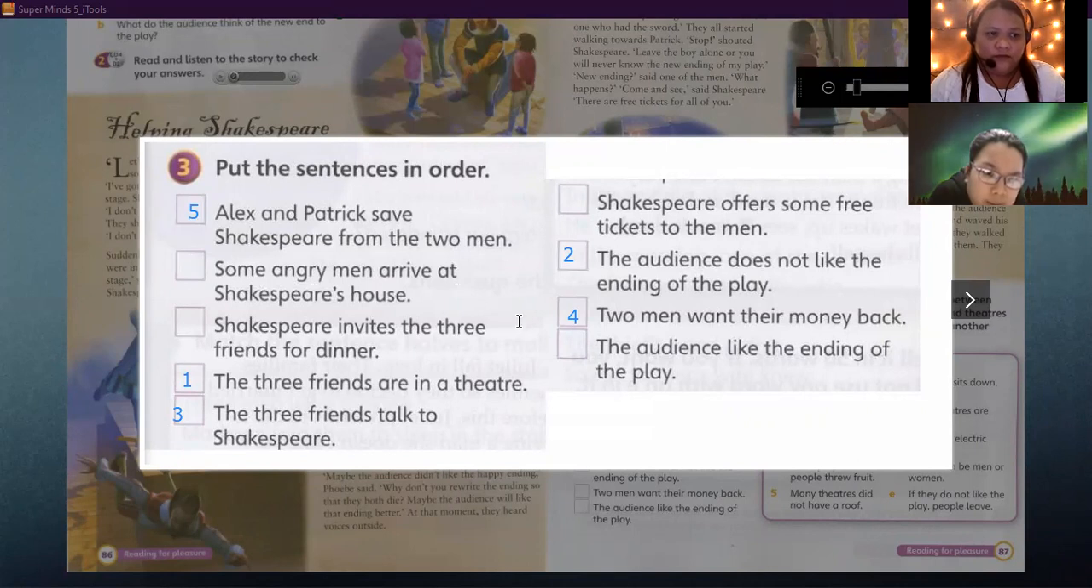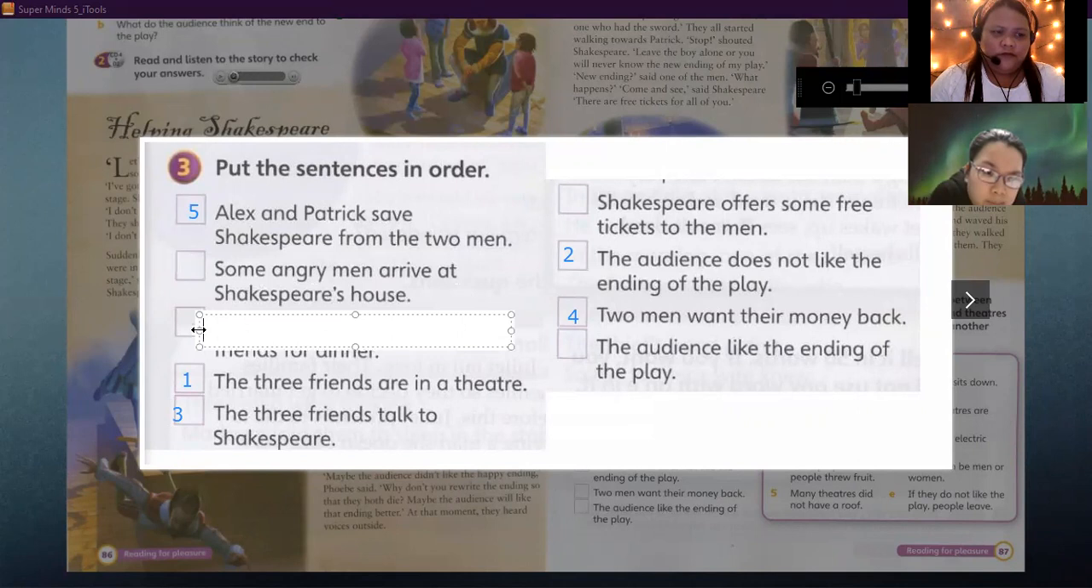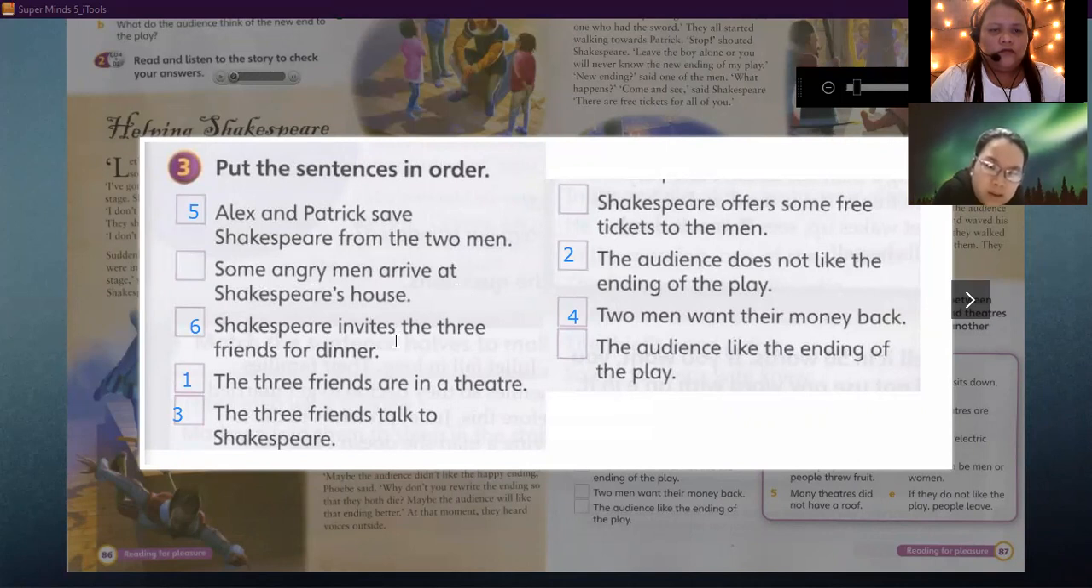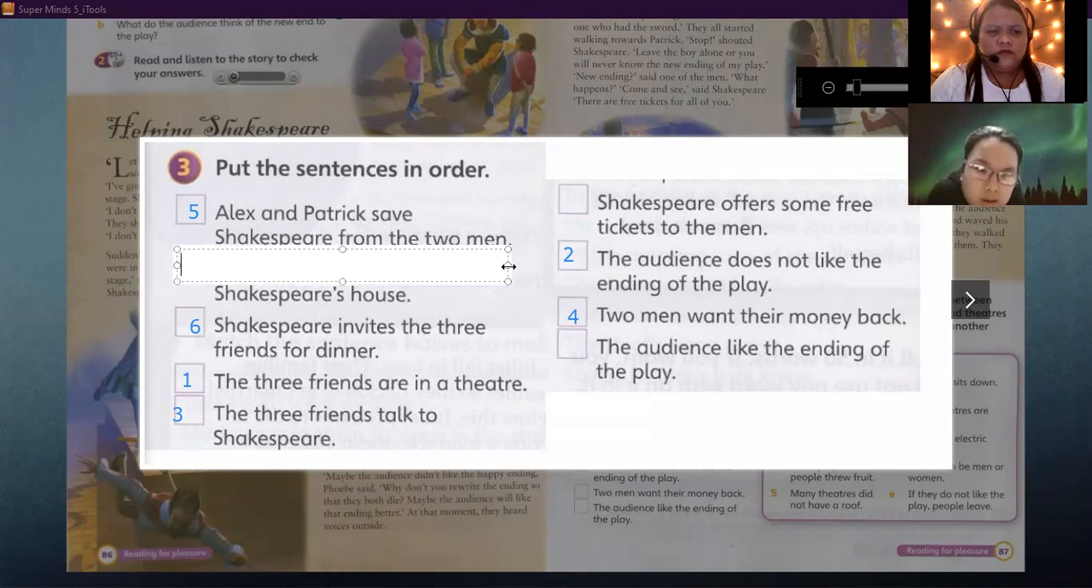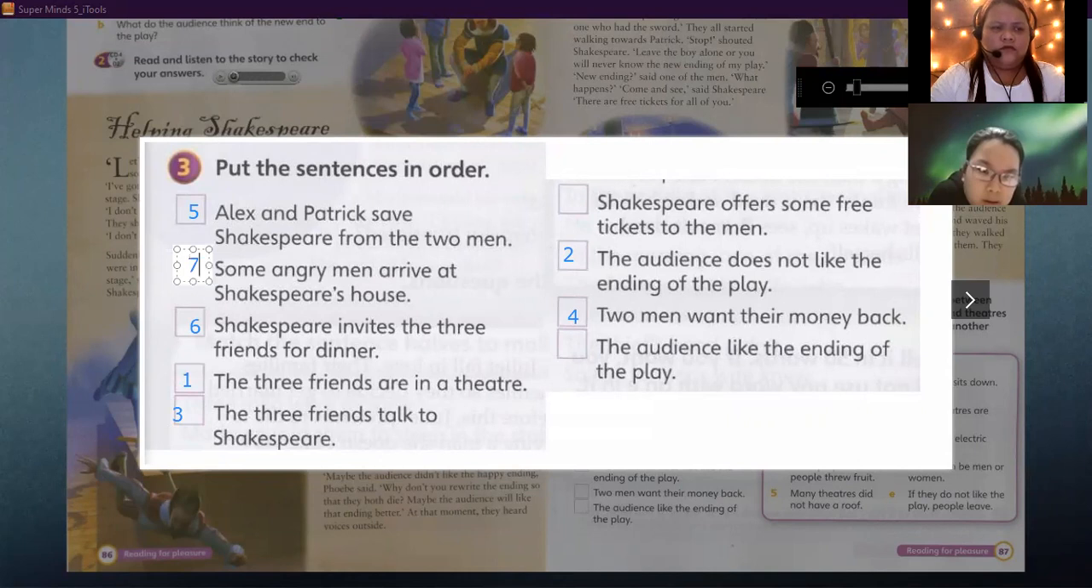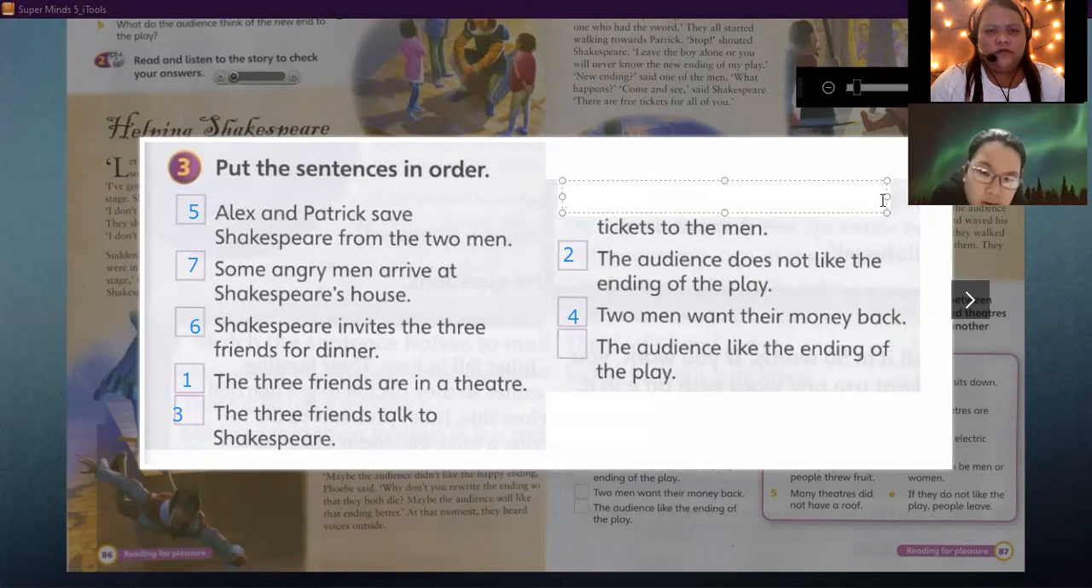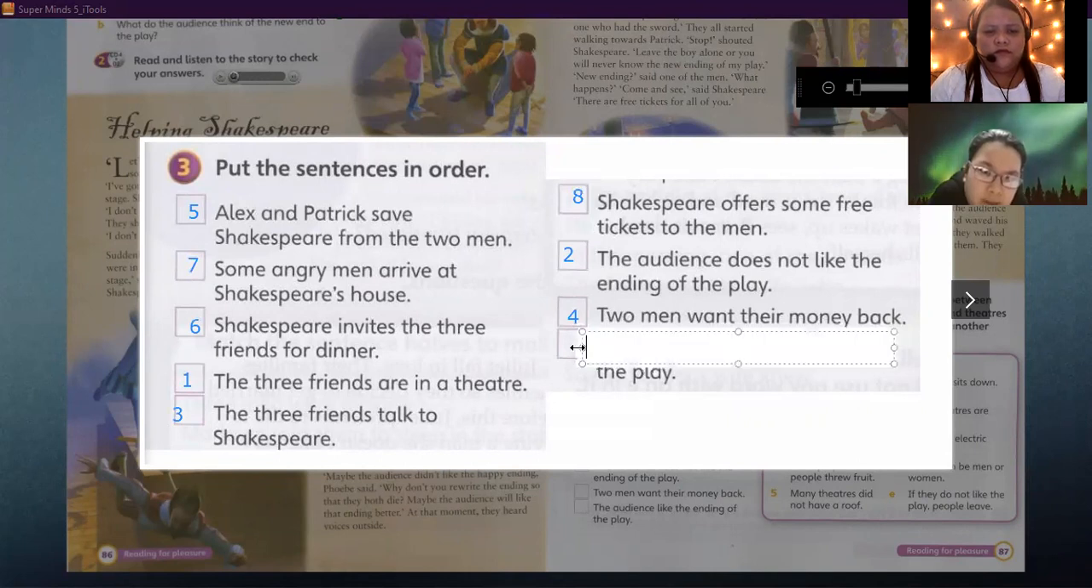Shakespeare invites the three friends for dinner. Some angry men arrive at Shakespeare's house. Shakespeare offers some free tickets to the men. The last one is the audience like the ending of the play.